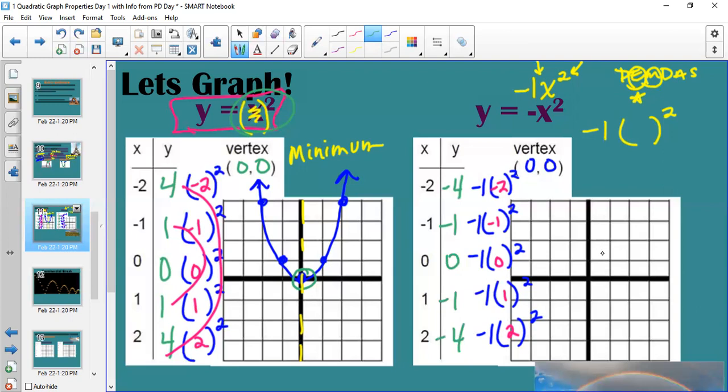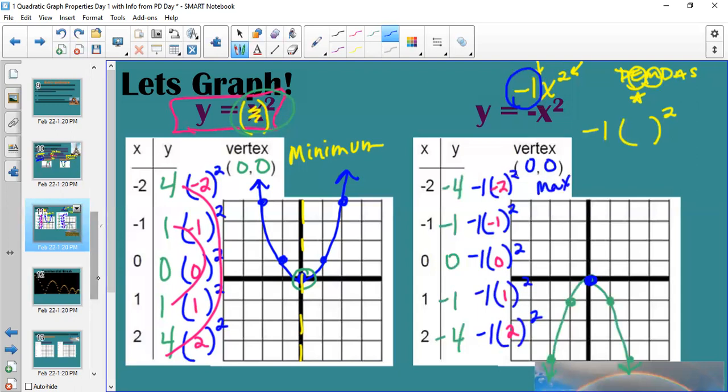Okay, so let's graph our points here. Left 2 down 4, left 1 down 1, right at 0, 0, right 1 down 1, and right 2 down 4. Again, draw the arrows showing that it goes on forever. We did have an a term that was negative, so we knew our graph was going to be flipped upside down, and that vertex is the highest point, which is a maximum.